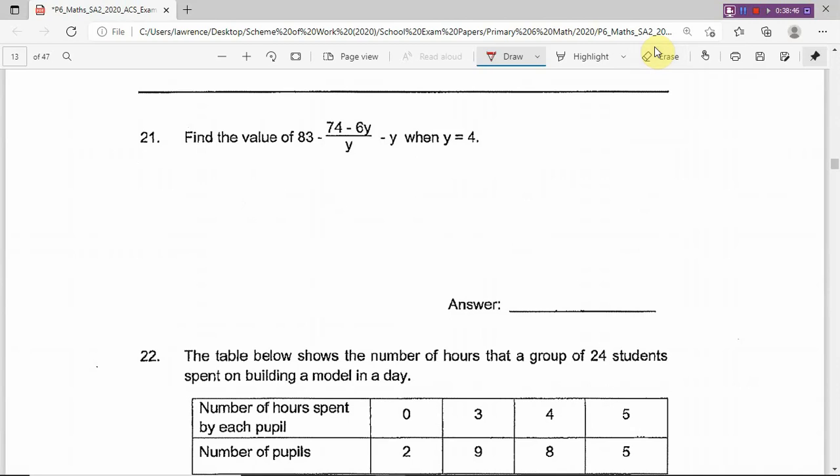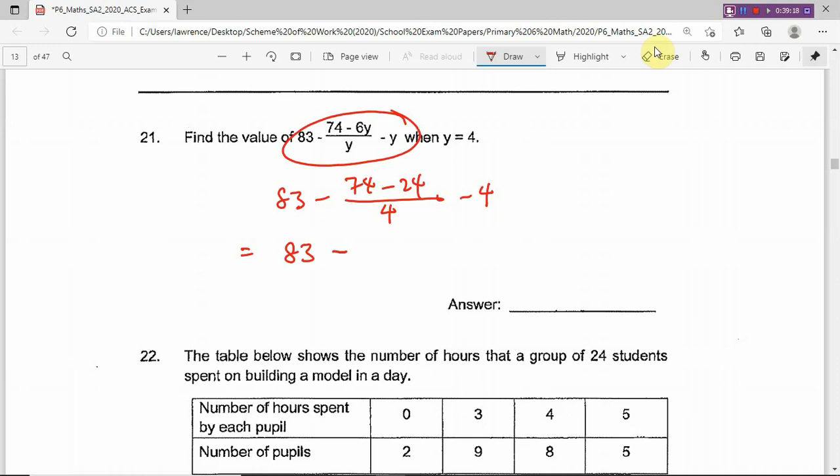So if y equals 4, then you have 83 minus 74 minus 6y. 6y means 6 times 4, and y is 4. And students forgot to minus the y, minus the 4. So this last step they forgot to do. So what I advise you is to put them all together in one step, so that you don't get confused, like what I'm doing. Put everything in one step. Don't break up the steps, because if you break up the steps, then you may forget to do something later. Okay, so you have 83 minus 74 minus 24 is 50. Then divide by 4, and then minus 4. So this is your 4 operations, right?